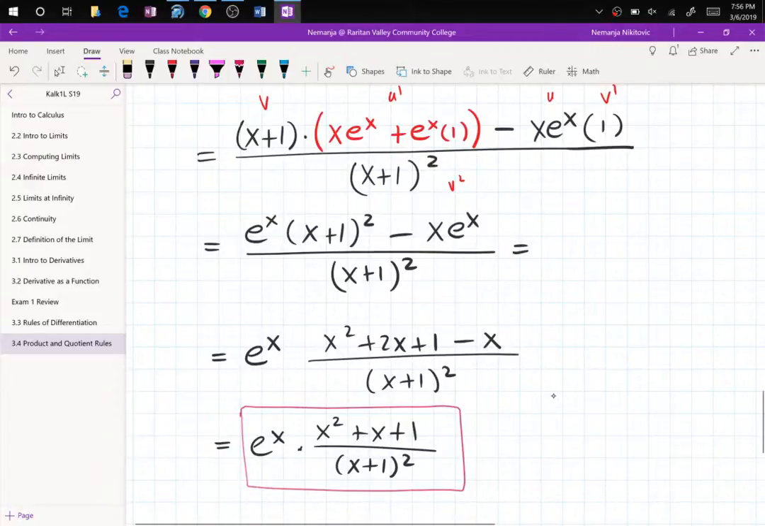One more problem. Then we're going to take a short break. When we come back, we'll do the trigonometric derivatives. And then we go.